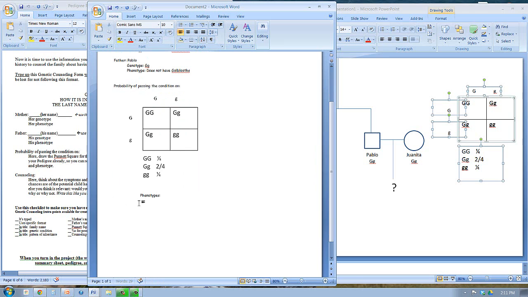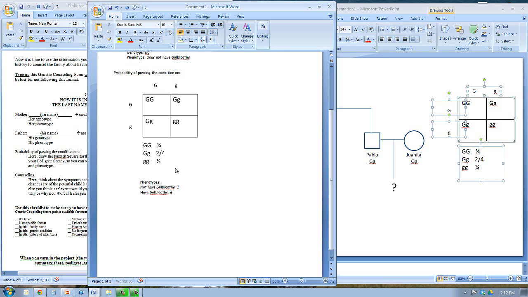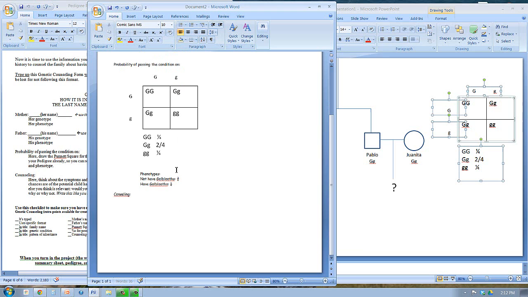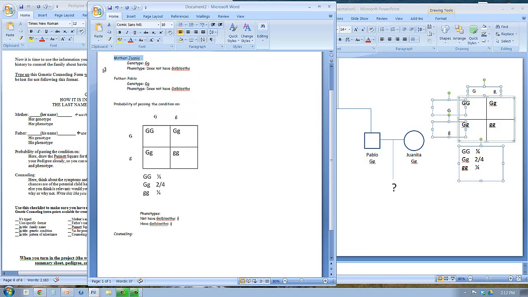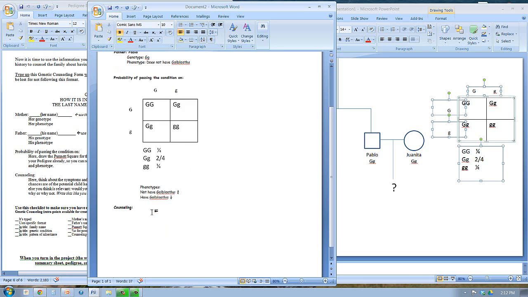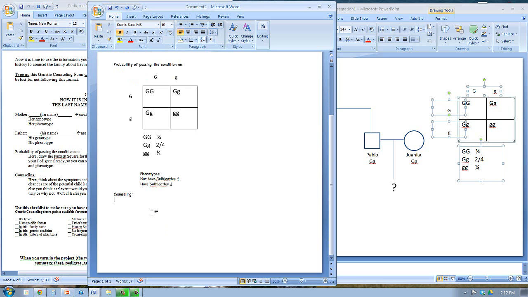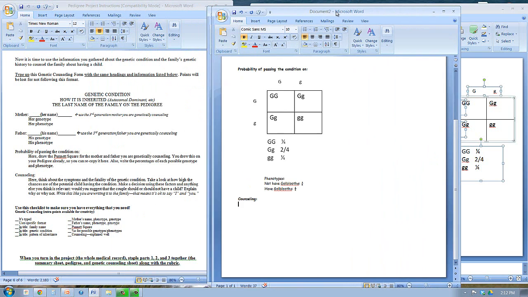Because mine is recessive, there's a 3 in 4 chance of not having Goldbluths. 3 out of 4. And then have Goldbluths, 1 out of 4. Alright. Counseling. If I could spell. Sheesh. Alright, counseling. This is where you're going to go through and look at how bad the disease or condition is that you researched, and what the chances are of the child getting it, and decide should they have a child or not. Really write this out. Think about it. Write it like you're writing to the family.